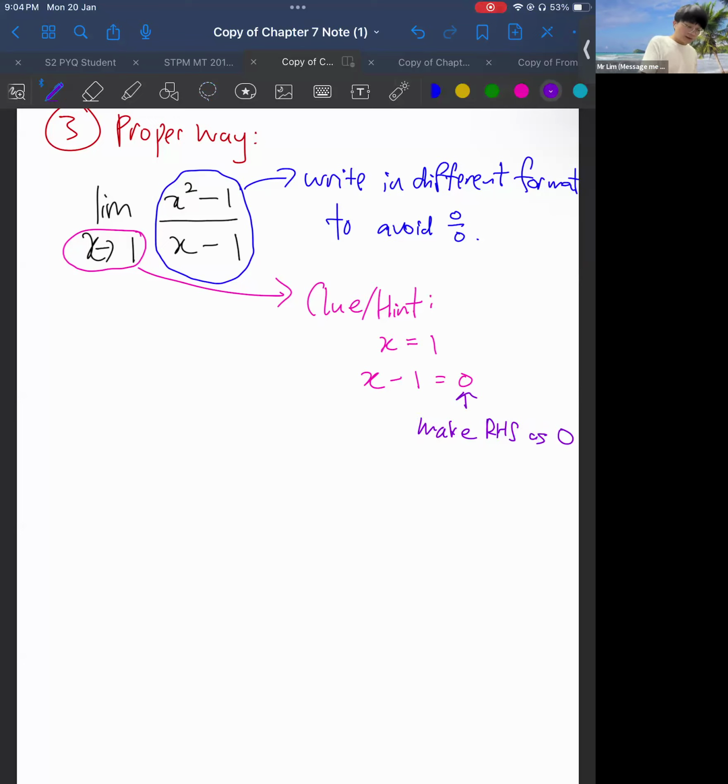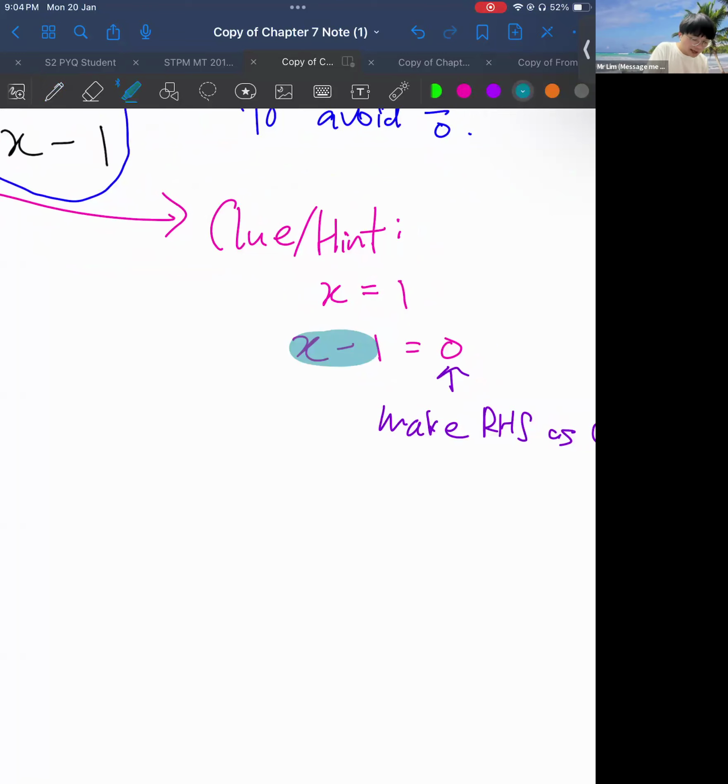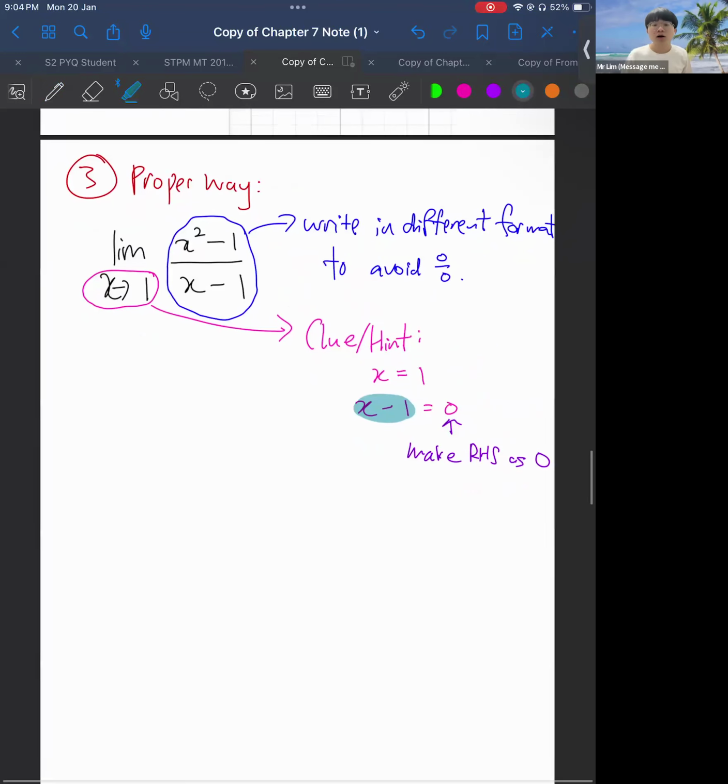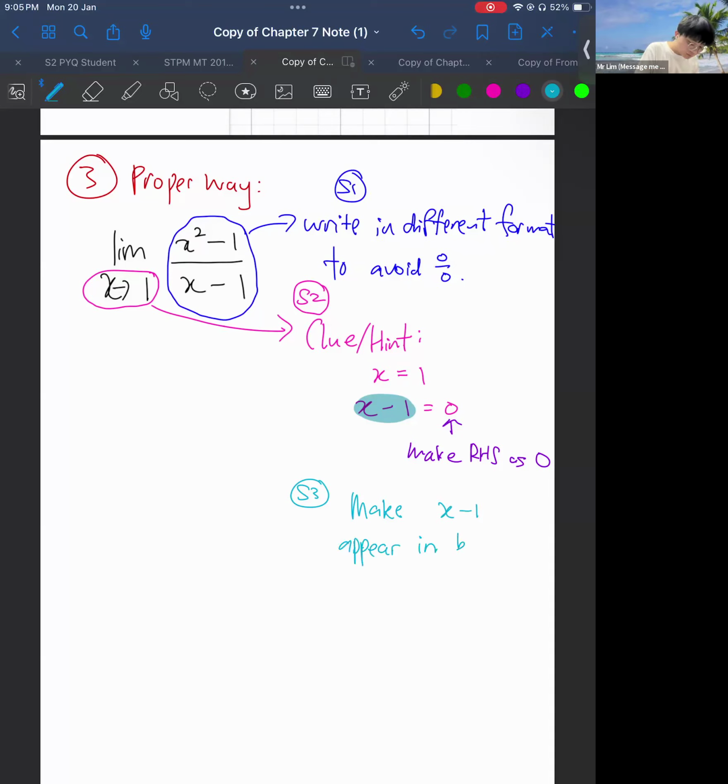If you already make your right-hand side 0, now focus on your left-hand side. What is your left-hand side? This one, x minus 1. So this gives you the clue. x minus 1 is something you need to factorize in the numerator and also the denominator. Step 1 is you need to write in a different form. Step 2 is you get the clue, which is x minus 1. Step 3, now you want to make this factor x minus 1 appear in both numerator and denominator.